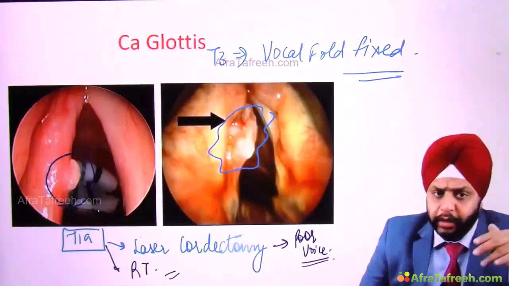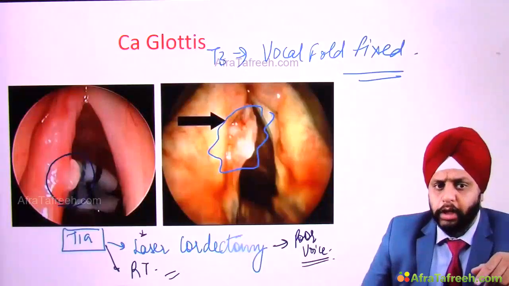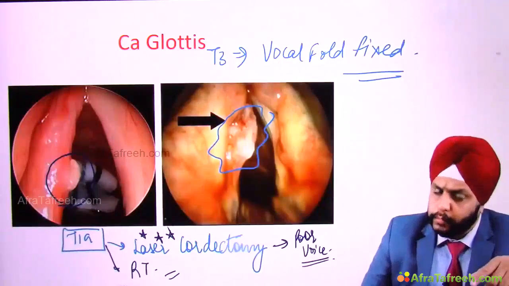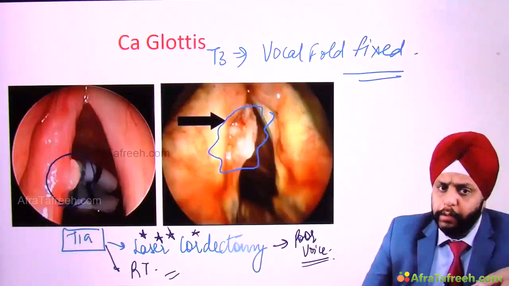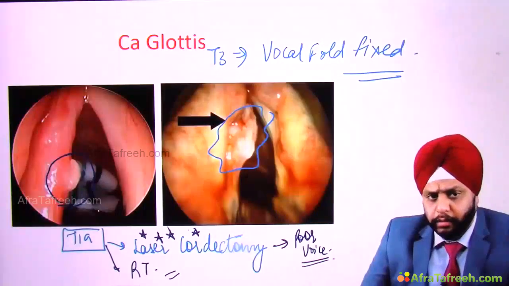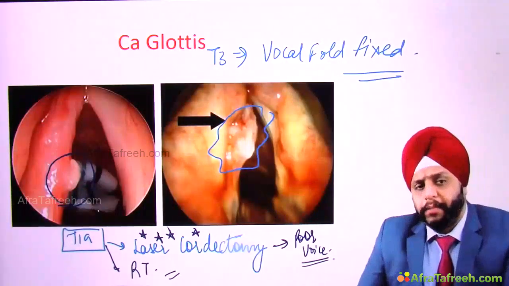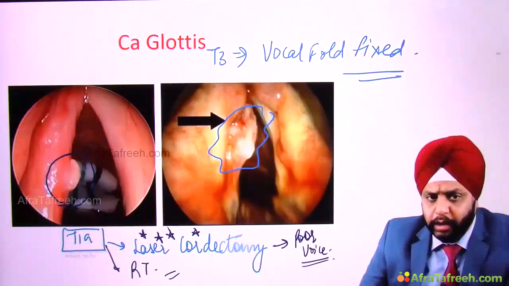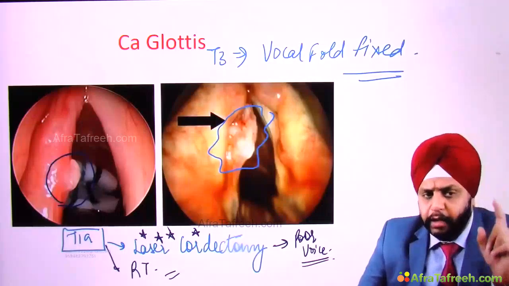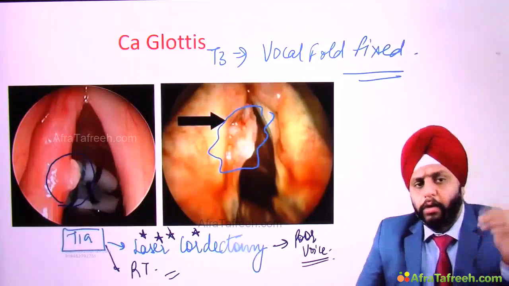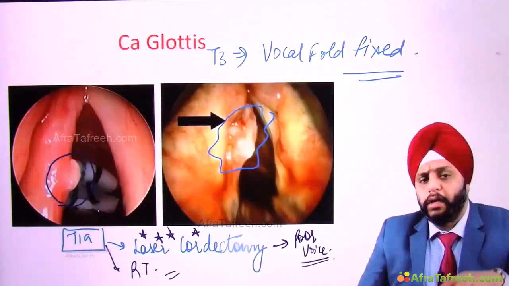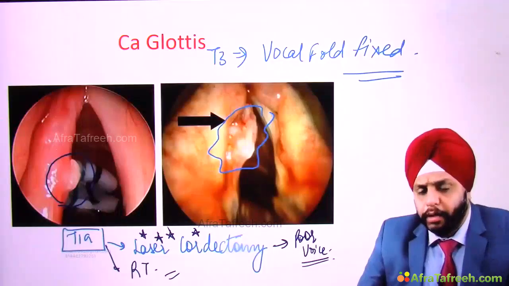And the options has laser cordectomy. So he wants you to answer the laser cordectomy. Okay, right? If the laser cordectomy is there in the choices, and the examiner has mentioned that only one fold is involved, there is free mobility, he has specified it's a T1A lesion, it's a small lesion, not involving anterior commissure or posterior commissure, so you can mark your answer as laser cordectomy.